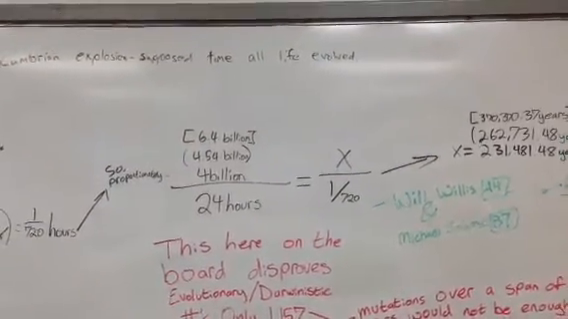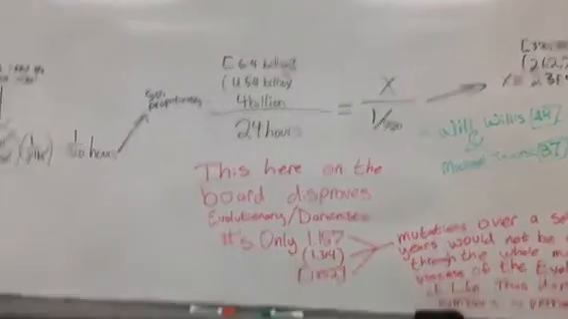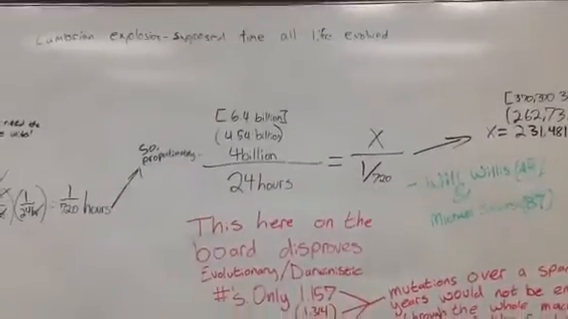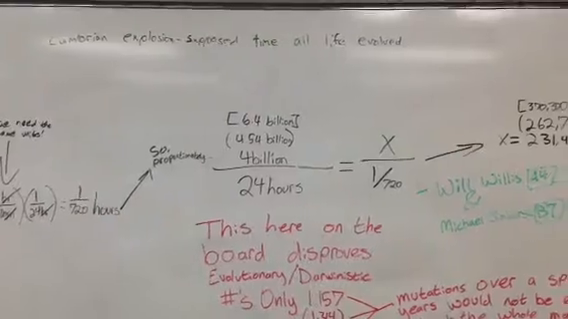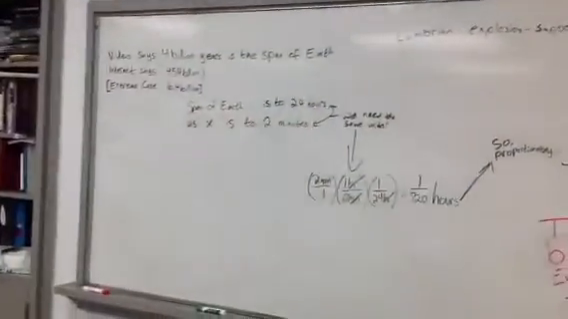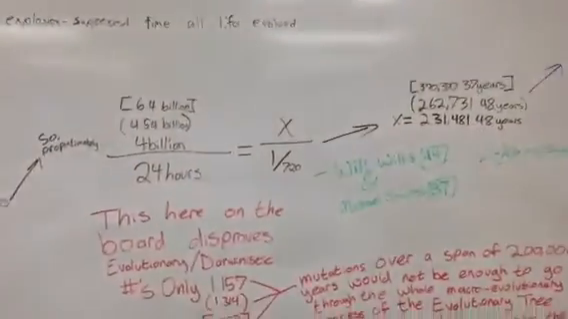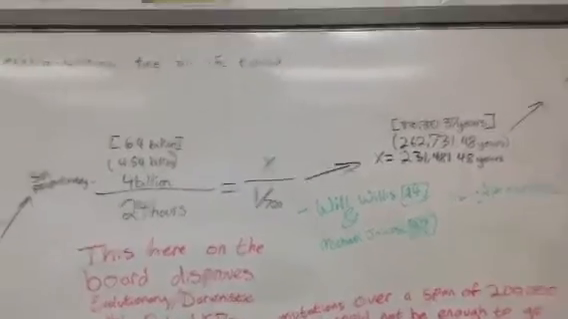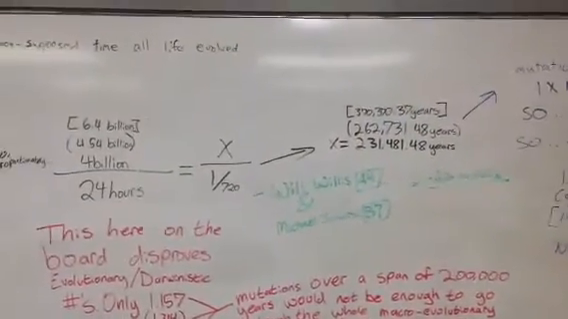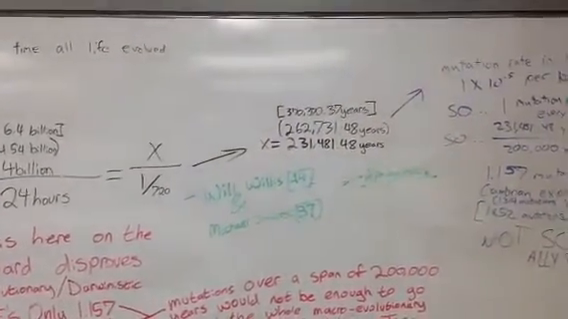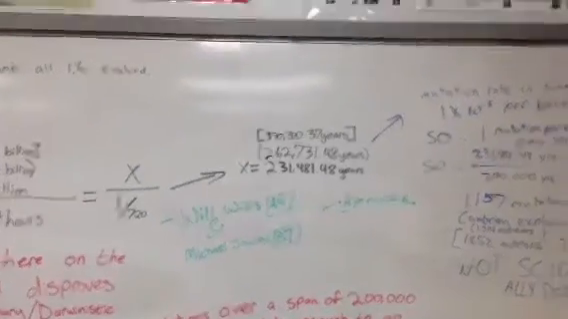X is to 1 over 720, as 4 billion is to 24 hours. Like we said over there, X is to 2 minutes, which we just changed into 1 over 720. So once we do that, we come out to X is equal to 231,481.48, and then the other two numbers, so that's right there.